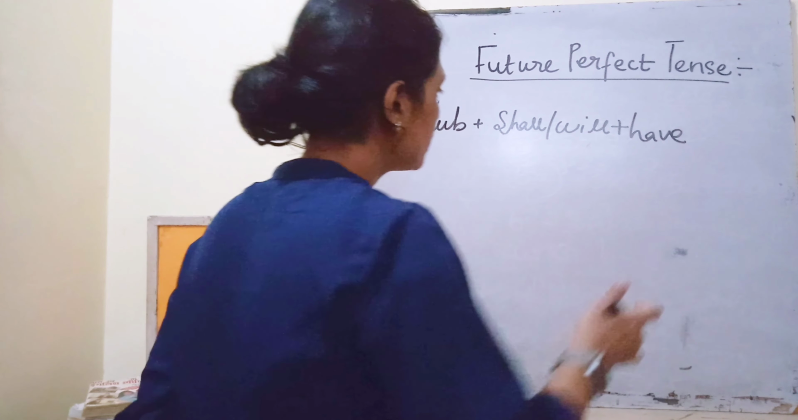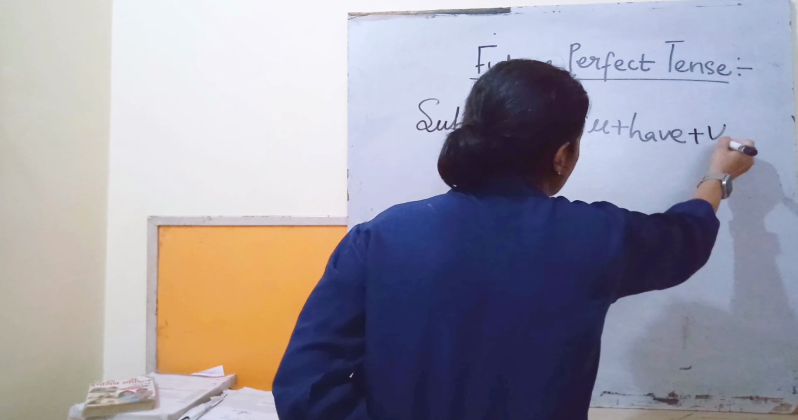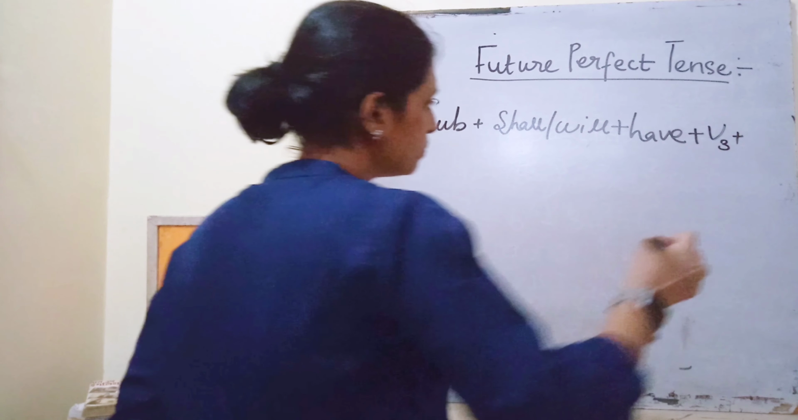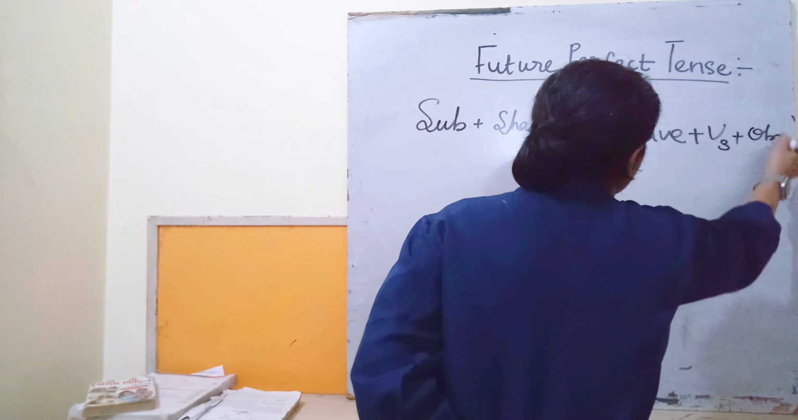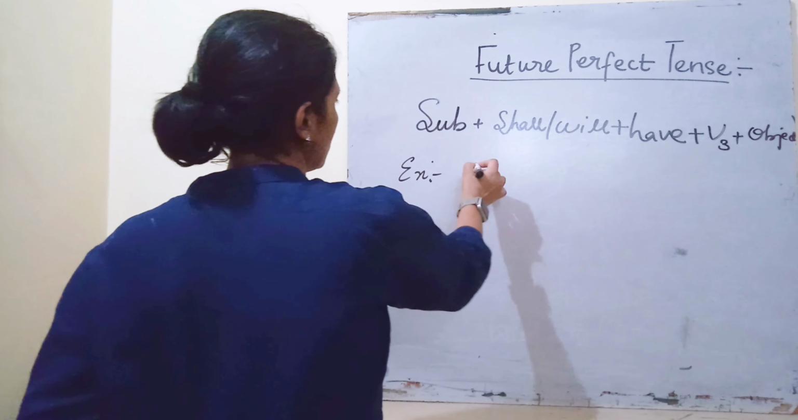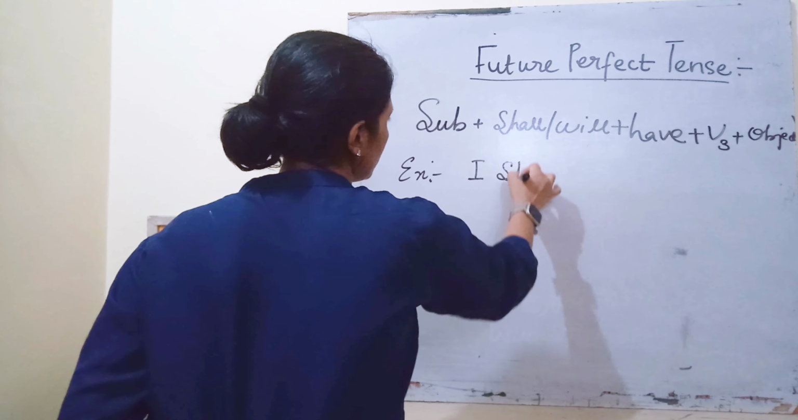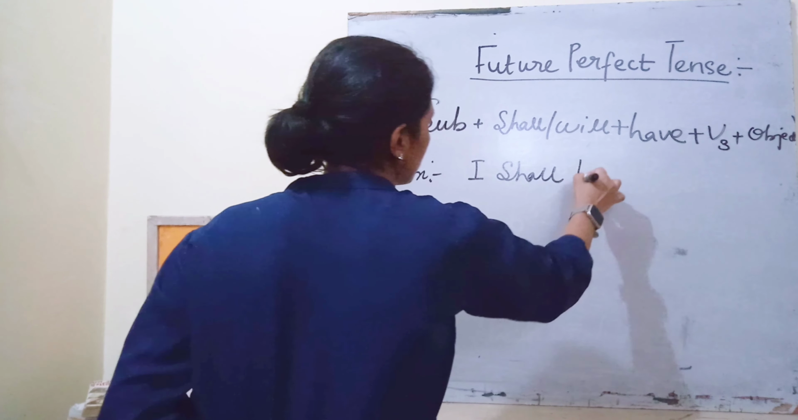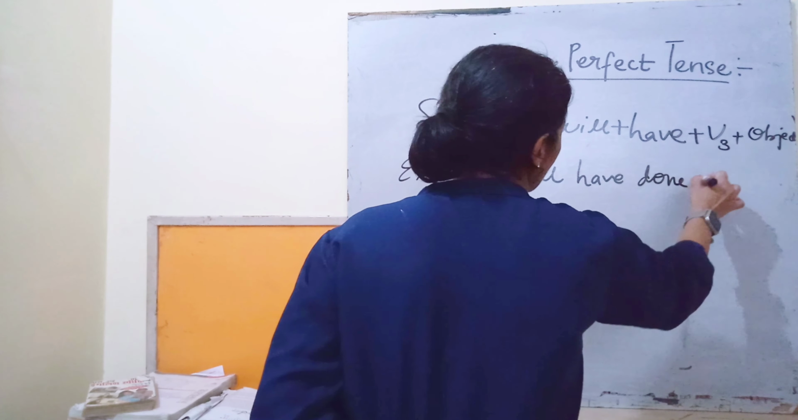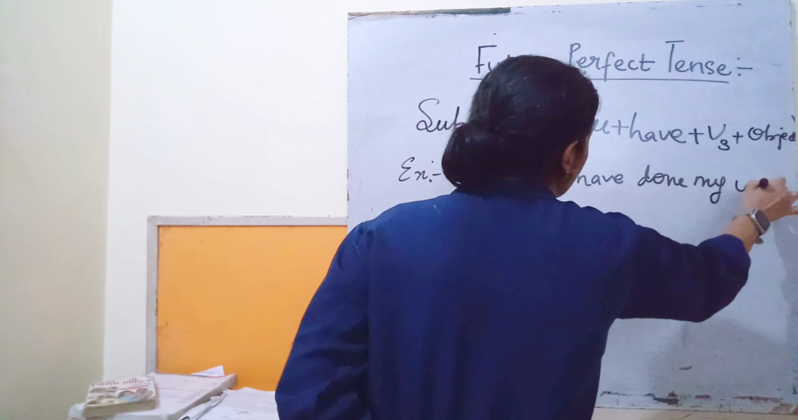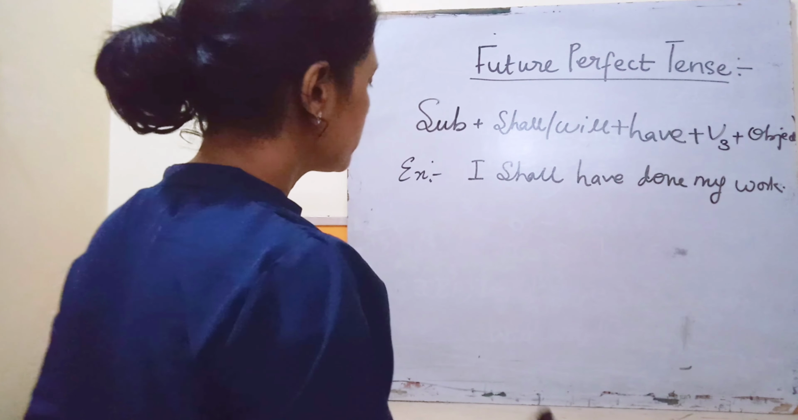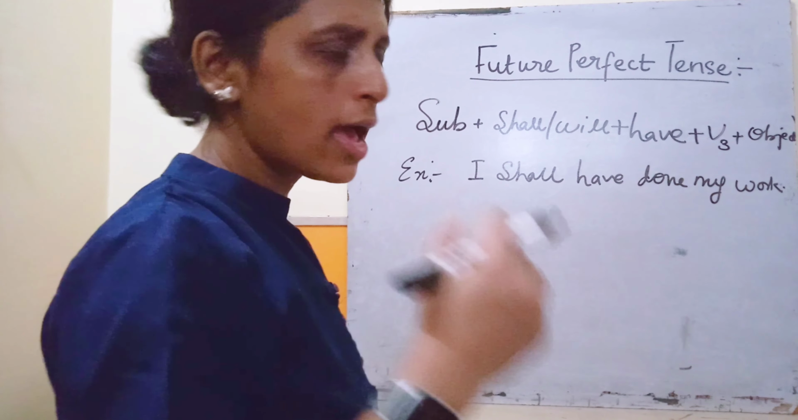Okay. Plus verb's third form. In the perfect tense we use the third form of the verb. Okay. Plus object. Okay. Example. I shall have done my work. If you want to add some point of time, you can add to it.